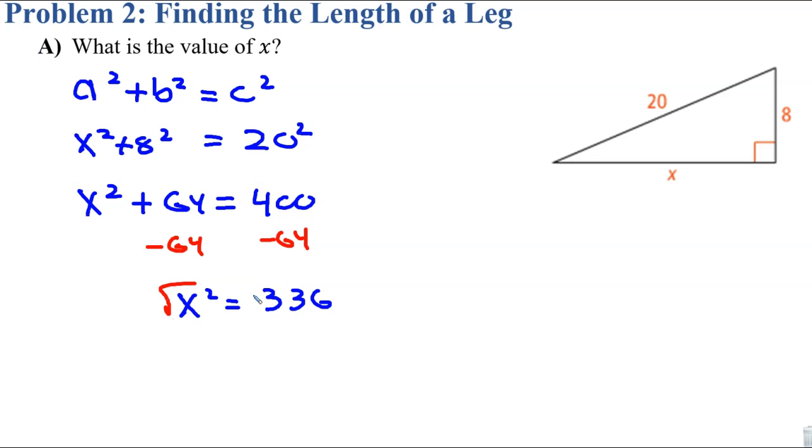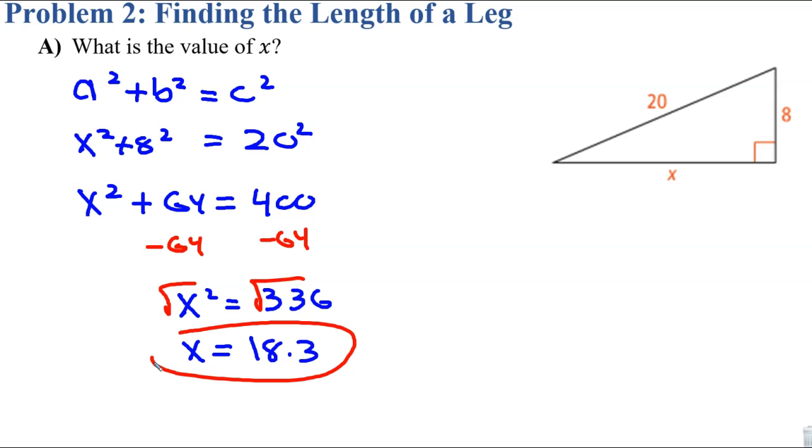My pen just got goofy on me there, so square root to get the x by itself. And that's going to leave us with x is equal to, we'll just say 18.3 when I plug that square root in my calculator. We're not going to worry about any radical form or anything like that here. We'll just round it to a decimal place. So there's an example solving for a leg of a right triangle using the Pythagorean theorem.